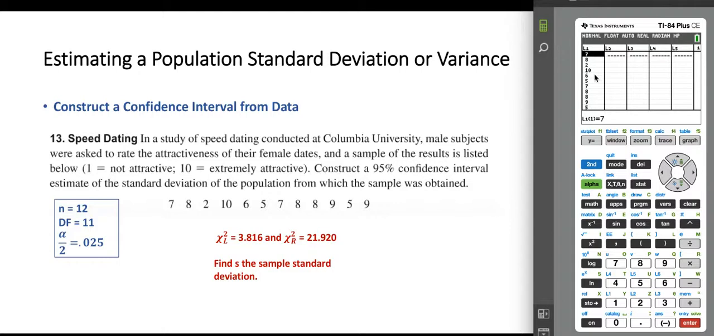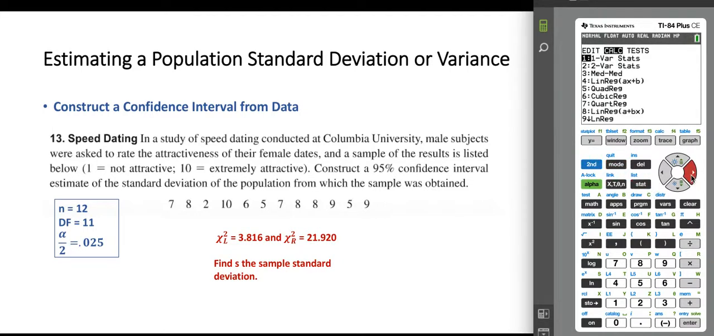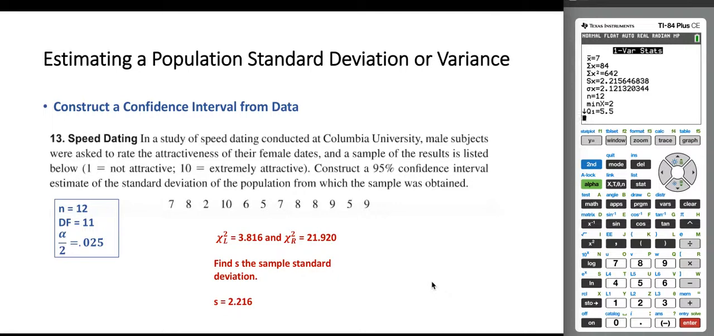I've put those data values in list 1. After you put that in there, you're going to quit out of that and tell your calculator to calculate the one variable statistics. And you find out that the sample standard deviation is 2.2156, etc. So we'll round that to 2.216. All right, now I have the sample standard deviation, I have my two critical values, and I also know the degrees of freedom, which is the information I need to construct the interval.